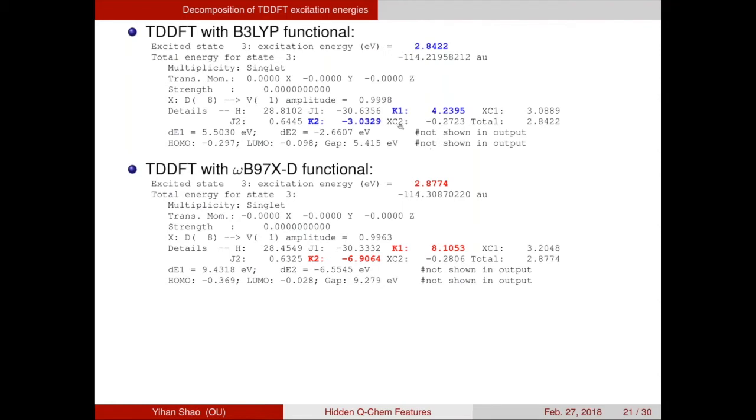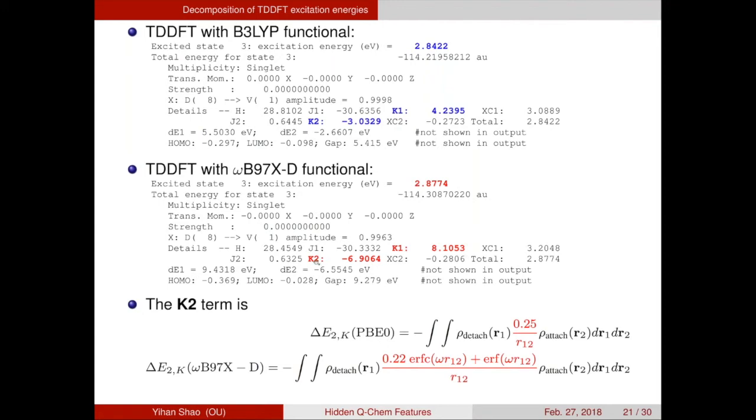And then we can look at the main differences between all the energy components when we switch from the B3LYP functional to the omega B97X-D functional. And the main difference comes from the exchange terms. The one electron exchange term goes from 4 eV to 8 eV. So that's an increase of 4 eV, and the two electron exchange term is decreased by 0.39 eV. So in the end, the one electron term increased more than the two electron term, and that led to a net increase of the total vertical excitation energy.